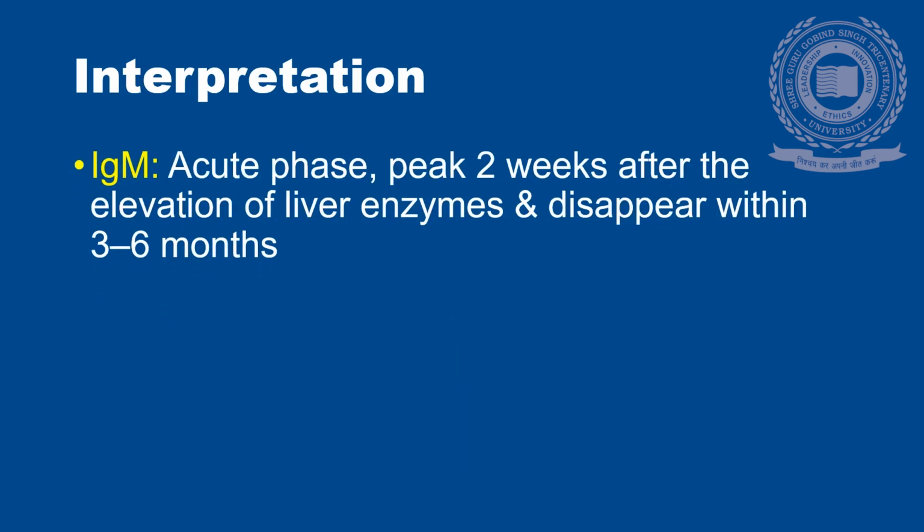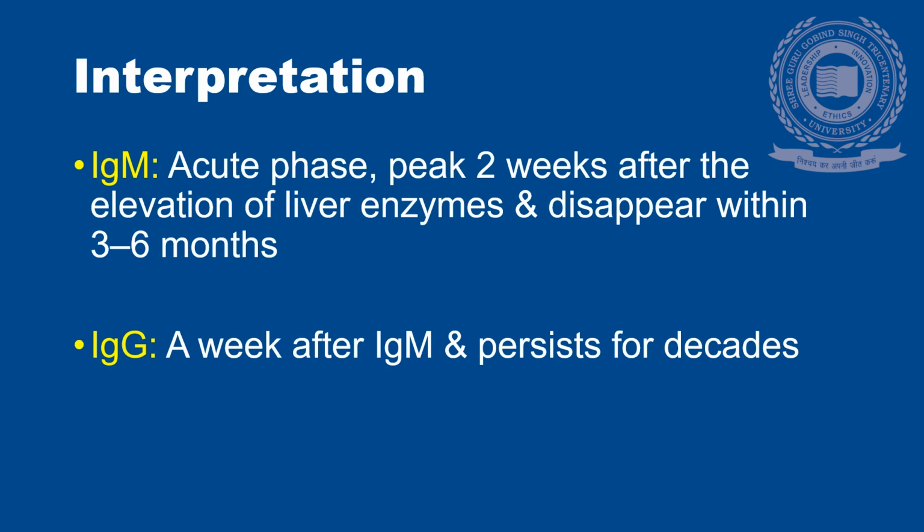How do we interpret the serology result? If IgM is positive, that means the infection is acute. It peaks within 2 weeks after elevation of the liver enzymes and disappears within 3 to 6 months. While IgG will peak a week after IgM and persist for decades.